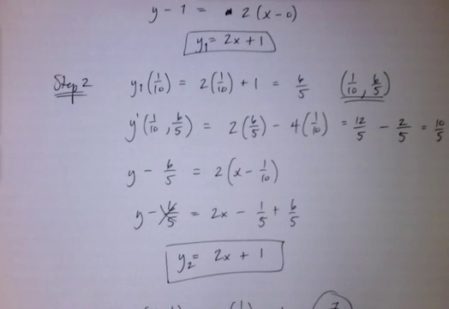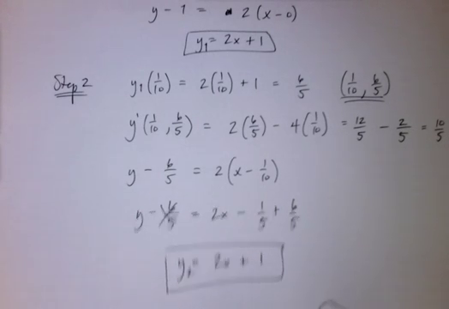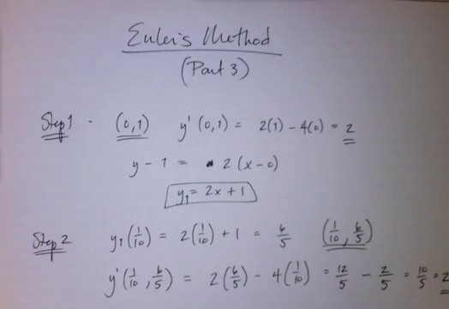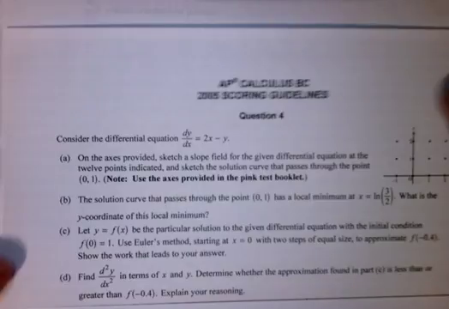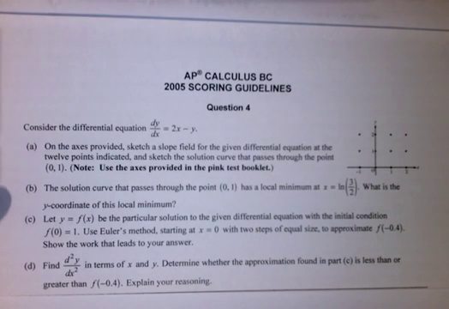Now we don't actually have to move on and do any other pieces of this particular one. What I would like to do now is move on to the one from 2005, which also has an Euler's method component to it. Alrighty, this is from 2005, question 4.